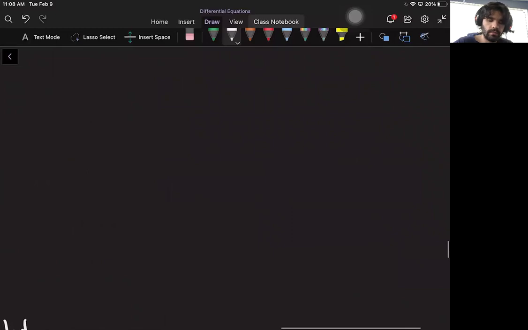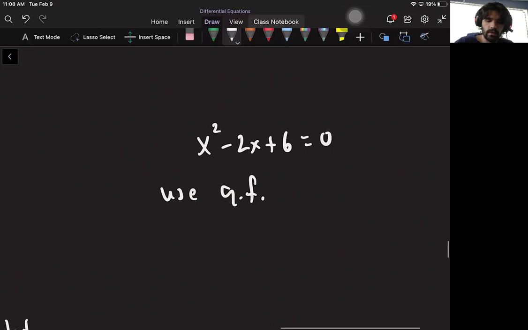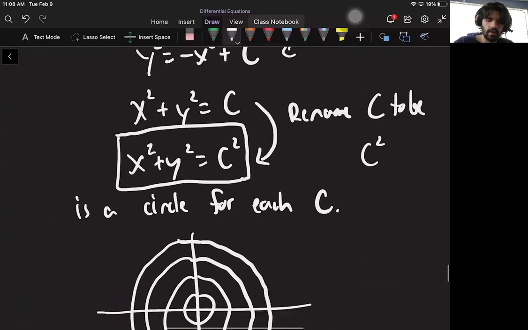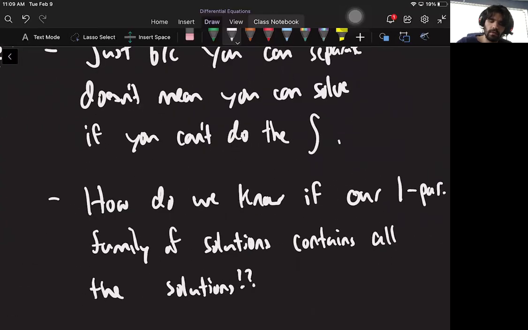Sort of like saying, in algebra, you solve things like this. You use the quadratic formula. And then how do you know that that quadratic formula gets you the only solutions that work? Are there extra ones out there that you didn't get somehow? Okay, so that's an important thing to think about. But for now, you should just practice doing separable equations and solving for the one parameter family that pops out.